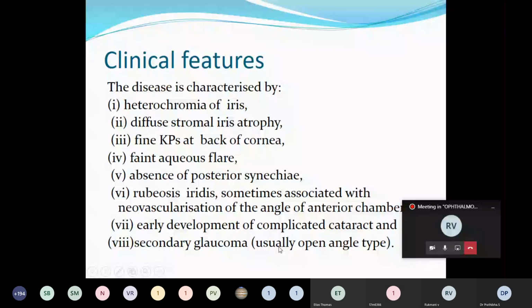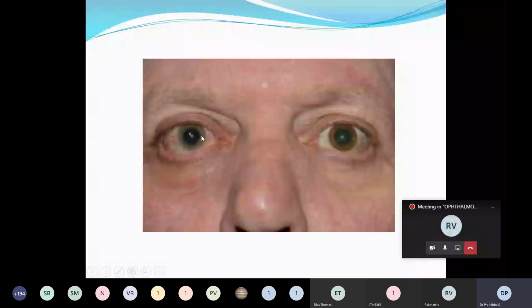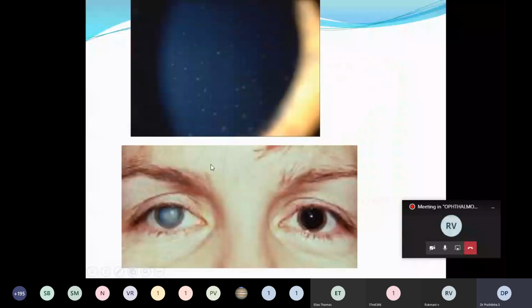Okay, in the picture, you can make out that the color of the iris is different from here to here. That is what is called heterochromia iridis. This is what I was talking about, fine keratic precipitates, that is stellate KPs all over the cornea, not only in Arlt's triangle, the inferior part of the cornea. Not only there, it is present all over the back side of the cornea, on the endothelial side. This is again the clinical picture of Fuchs heterochromic iridocyclitis, where heterochromia is seen along with cataract. See, this lens is clear, whereas this lens is cataractous.